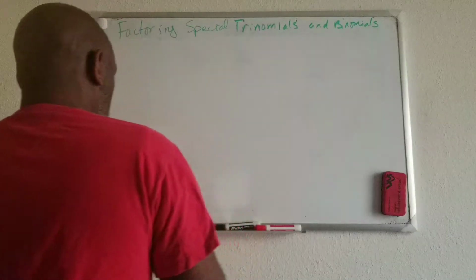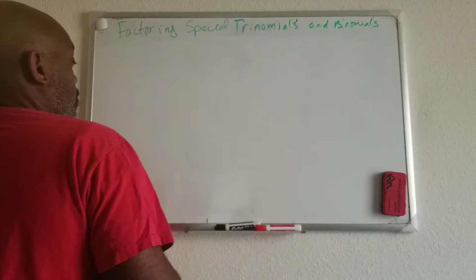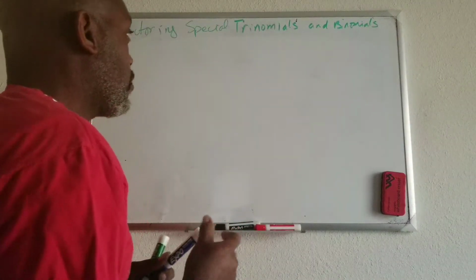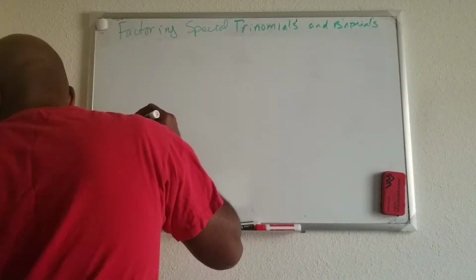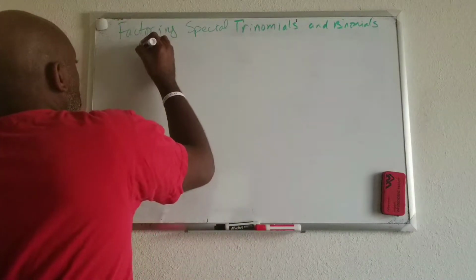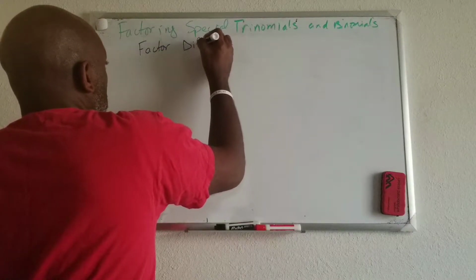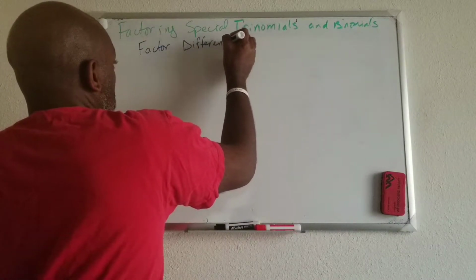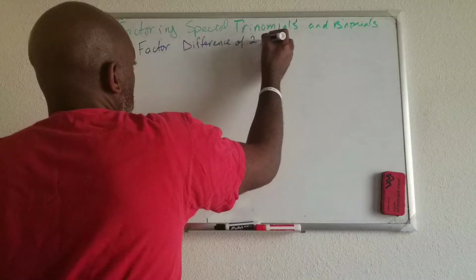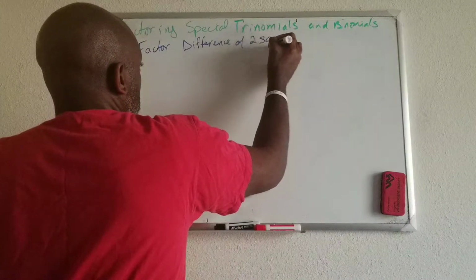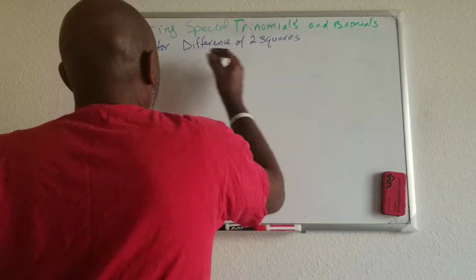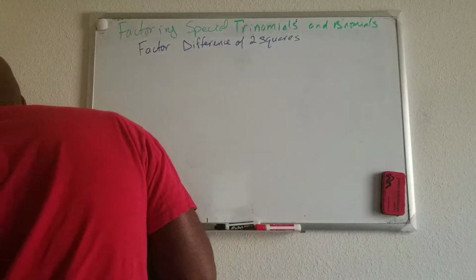All right, so then we're going to factor squares. Factor the difference of 2 squares. Difference means subtract.